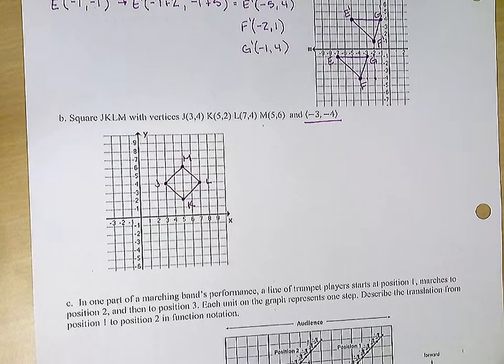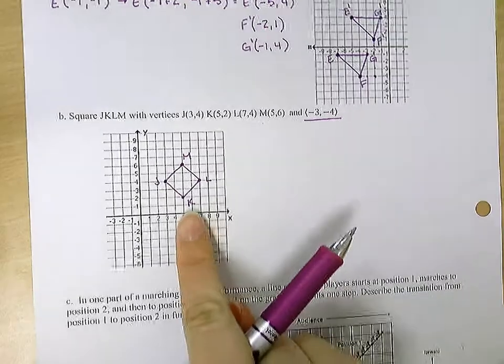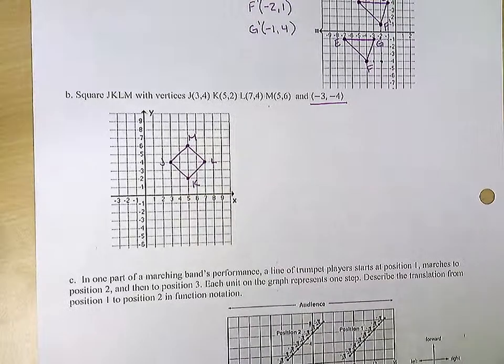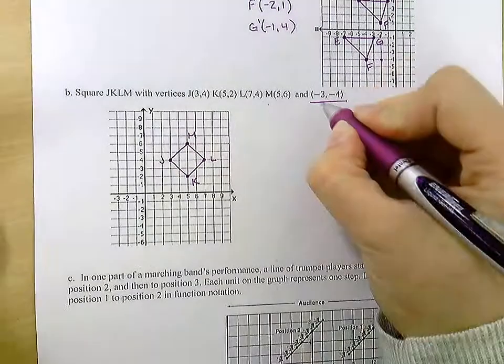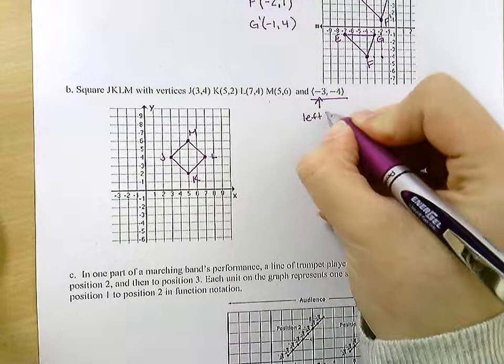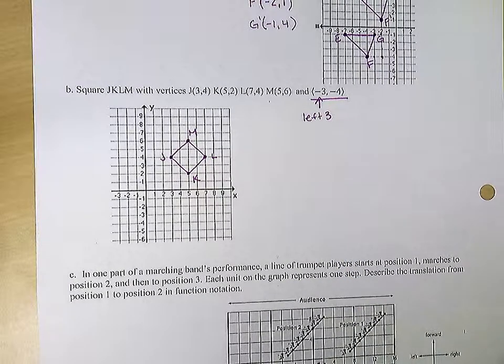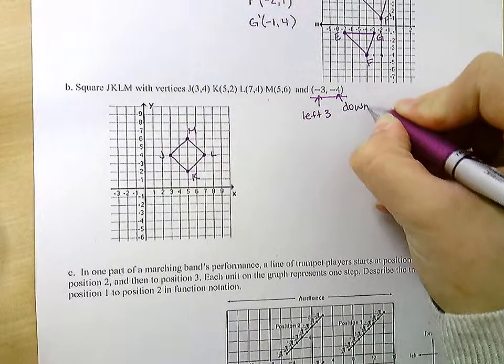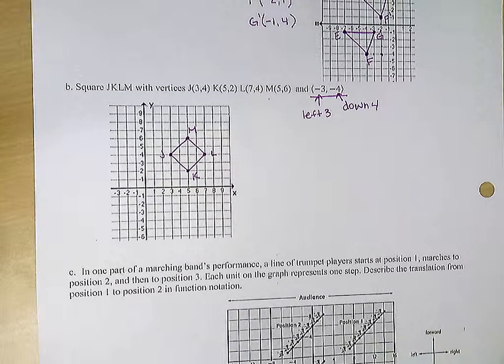All right, so looking at letter B, your original vertices, J, K, L, and M are right here, that square. Now this vector, this -3 here, is going to move each of your points left 3 units. Okay, this -4 is going to move each of your points down 4 units. Okay, so left 3 units and then down 4 units.